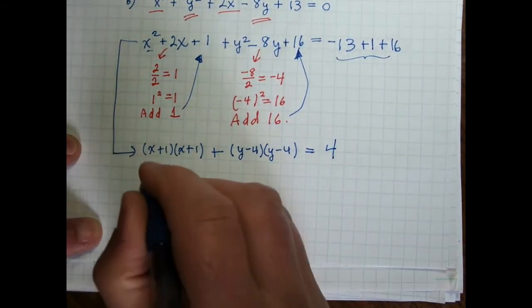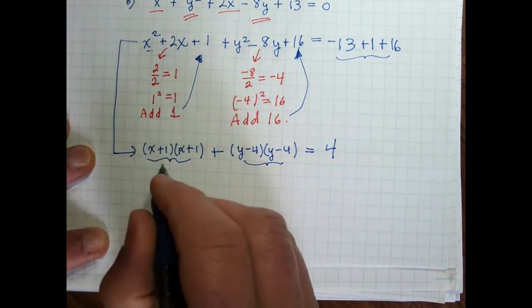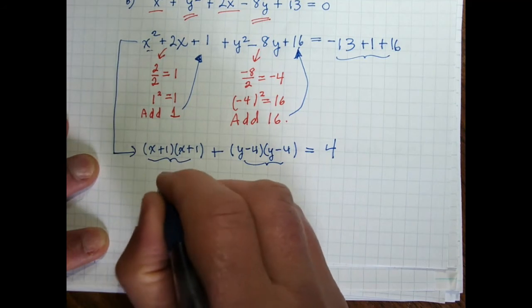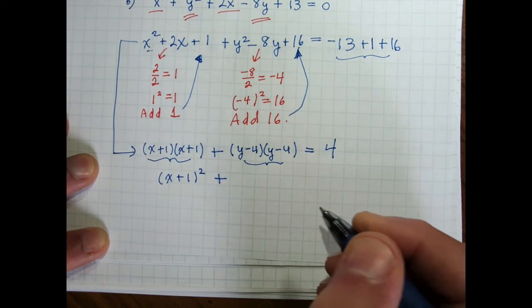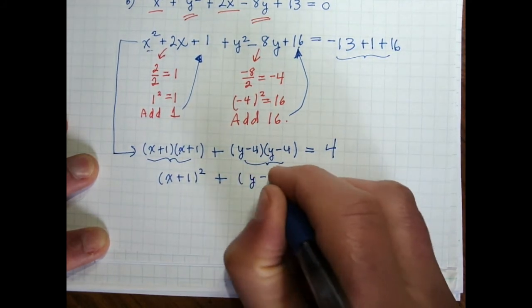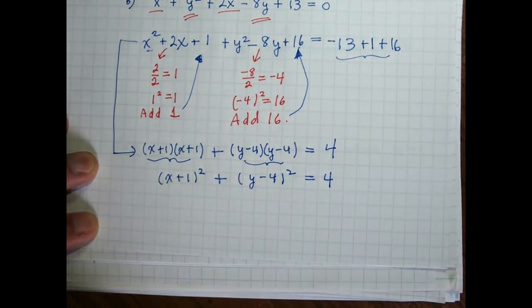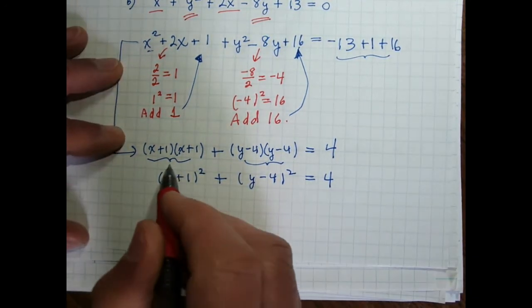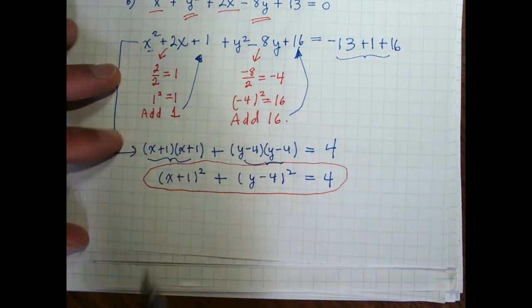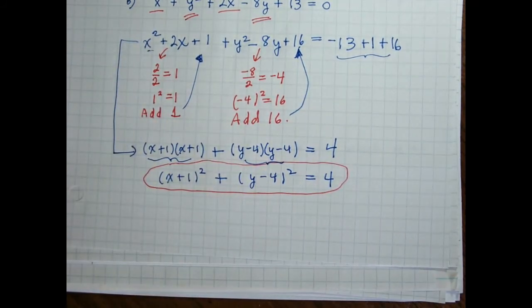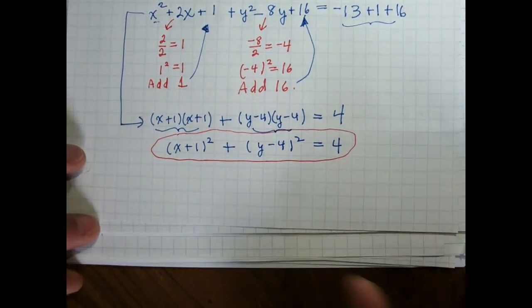Now, you don't have to write these two factors separately here and here. Both pairs separately. You can just say x plus 1 in parentheses squared. That's the way we want things. Plus y minus 4 in parentheses squared equals 4. Here's our standard form of the equation. And from the standard form, you should be able to read off what the center and the radius are.